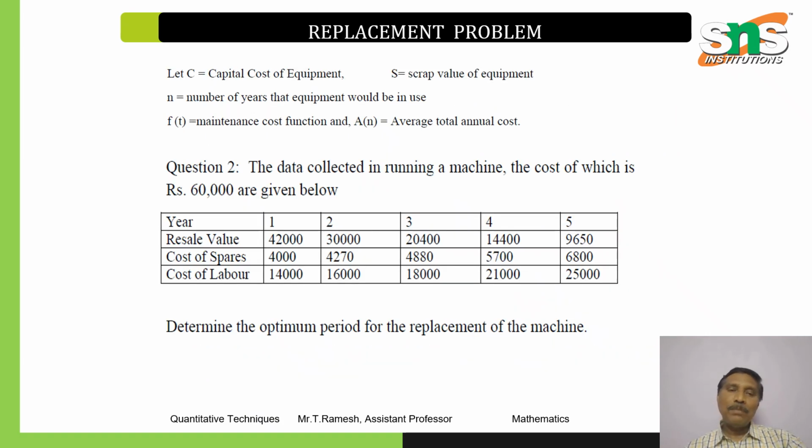And next we get the second problem as usual. The data collected on the running machines, the cost of it is given, 60,000. So the resale value of the first year, second year, third year, fourth year, fifth year, and also the cost of spares and labor charge, everything is given. So determine the optimum period for the replacement of the machine.